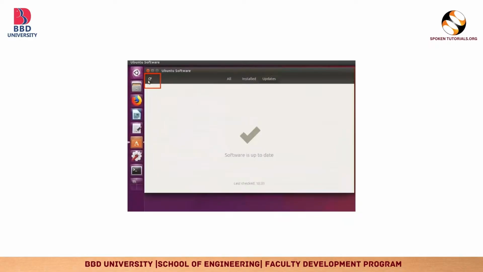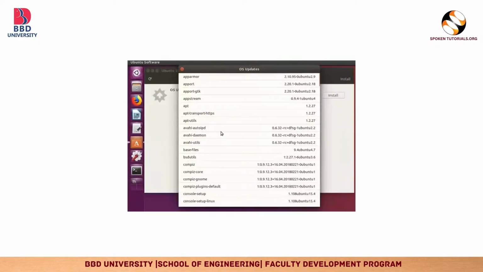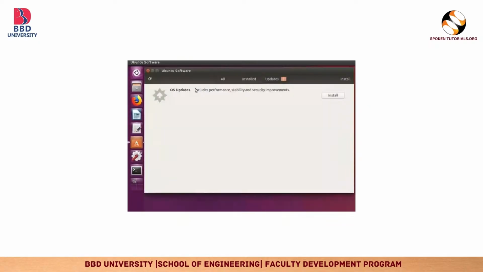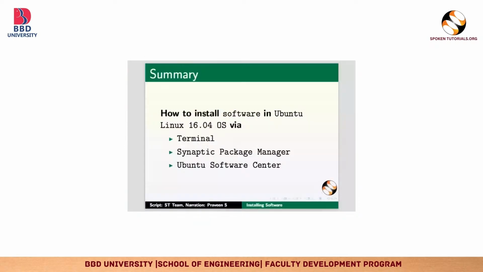Once Inkscape is installed, we can see two buttons, Remove and Launch, next to it. If you want to uninstall the software, simply click on the Remove button. To launch the application, click on the Launch button. Let me click on it. This will launch the Inkscape application. Go back to Ubuntu Software Center.